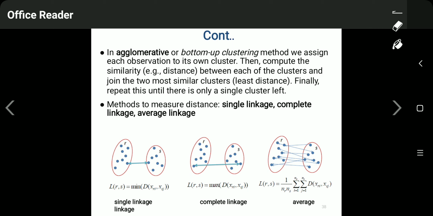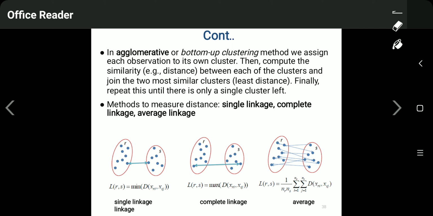Now the second approach is to find the distance using complete linkage. In complete linkage, we choose the two points in two different clusters which are farthest from each other. Just see here, this is the point which is very far away from this cluster. Similarly, this is the point in the second cluster which is far away from the first cluster. Now we find the distance between these two points. If this distance is less than other distances, then these two clusters may be grouped in hierarchical clustering.